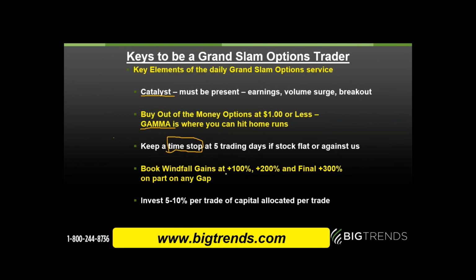Capital allocation is really key too. You don't want to be overcommitting your capital allocated that you use to trade the Grand Slam option service. We recommend 5 to no more than 10% of the capital you'd be trading going into a new trade. So if you're only trading with, say, even $4,000, you can basically say, okay, I'll put $400 into a trade. I'll get you at least 4 contracts. You can follow the rules and then build your portfolio up as you go.